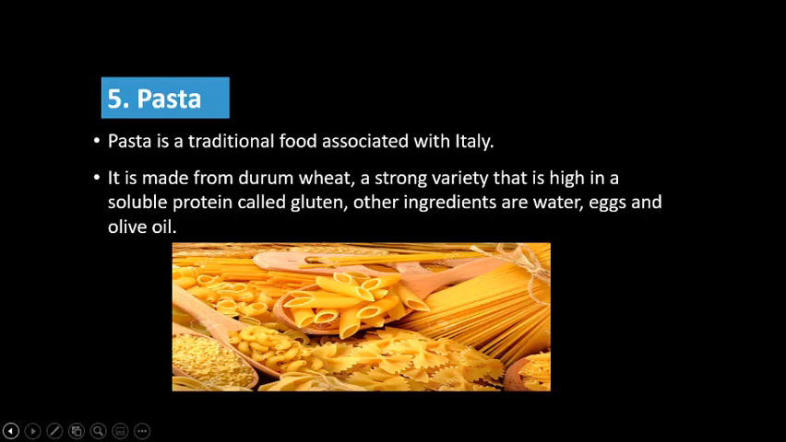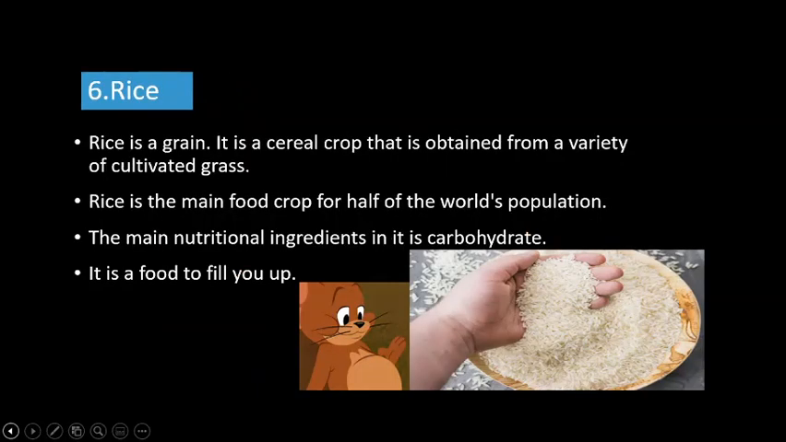But we used to buy the already made pasta from shops and cook it at home, right? Then we have rice. Rice is a grain and it is a cereal crop that is obtained from a variety of cultivated grass. Rice is the main food crop for half of the world's population. The main nutritional ingredient is carbohydrate. So basically, it's a food to fill you up.